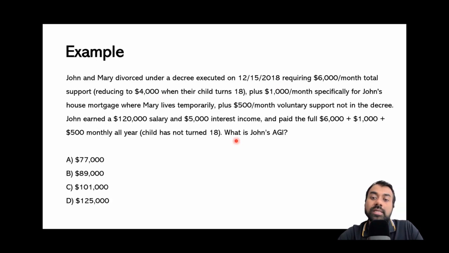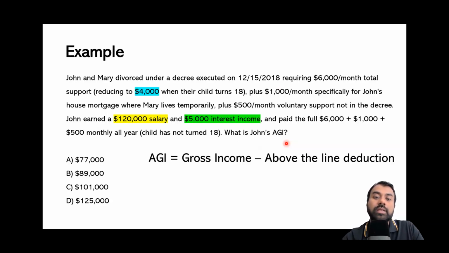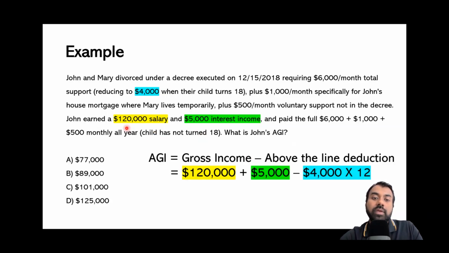Although there is a lot of information, we just don't care about them because we just care about the alimony part here. So the question is asking about what is John's AGI, and to figure out AGI, if we remember the formula, we know that we need to think about the gross income, and from there we can take our above the line deduction. So let's figure out our gross income here, which is quite straightforward. We have salary and we have interest income. So there are only two sources of income if we are thinking about income broadly defined, and none of these can be excluded. So that means in our gross income, we have $120,000 of salary, $5,000 of interest income, and then we can deduct these alimony payments as above the line deduction.